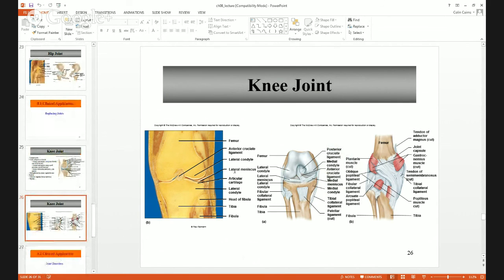There's anterior cruciate. There's lateral ligaments, collateral ligaments of the tibia. There's a fibular collateral ligament. There's some popliteal ligaments. There's a patellar ligament, posterior cruciate ligament. So there's all sorts of ligaments involved.